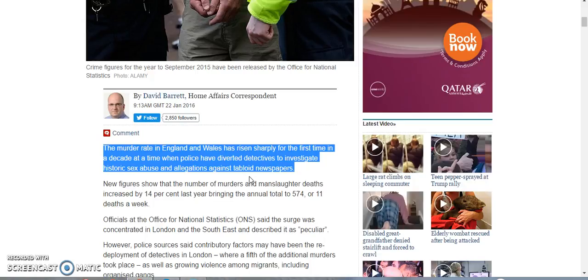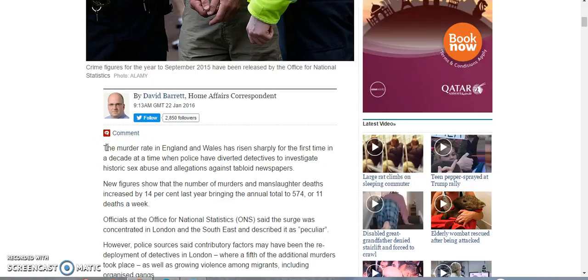Now, that's quite cunning, really, because what they've done here is they've presented this as a fact that the murder rate in England has risen for the first time in a decade. And then they've said, well, it's at a time when detectives are investigating historic sex abuses and allegations against tabloid newspapers, as if those two can't both be investigated at once, which is at best a little misleading. It sort of plays on this idea that, oh, the police, they're investigating crimes that don't matter and they're not concentrating on the murders. Well, is that true? Well, it's certainly someone's opinion.